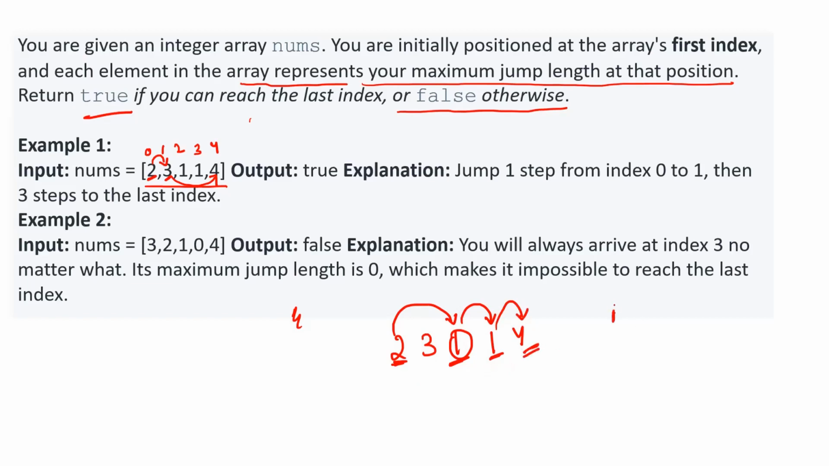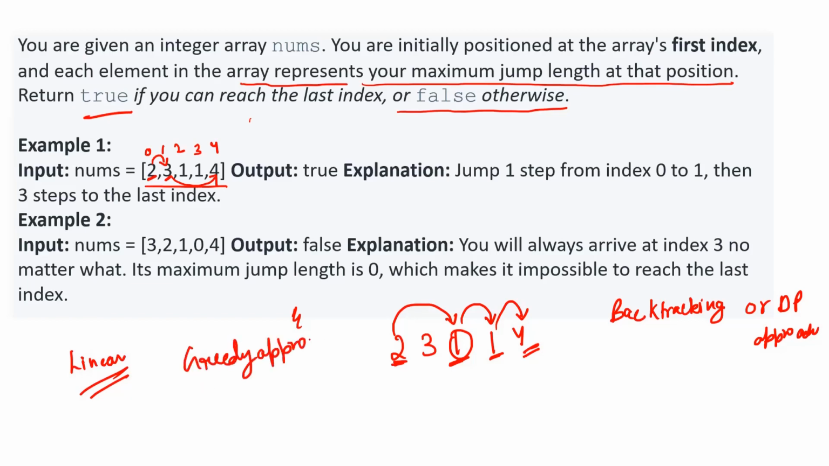For solving this question, the first thing that will come to your mind will be backtracking or a DP approach. Backtracking will consider every possible path by which we can reach the end of the array. So backtracking and DP will be in your mind, but let's try to solve this problem using a linear approach, or in linear time complexity. This will be a sort of greedy approach that we are going to discuss in the video.